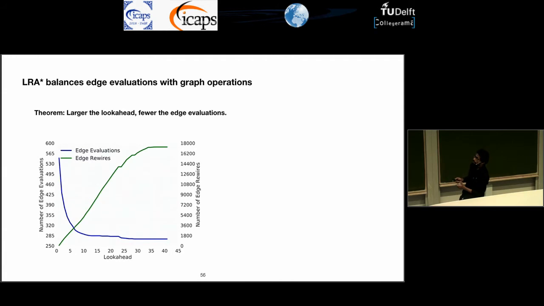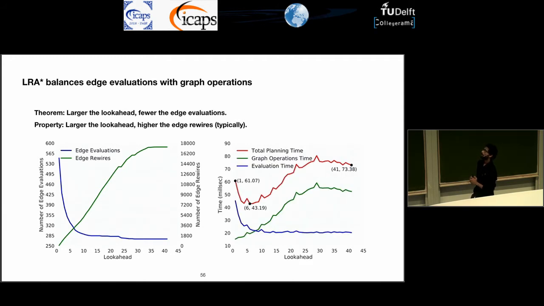We also empirically see that as the lookahead increases, the number of edge rewires increases. This we don't prove, but it is generally the case in cluttered environments and in dense graphs. And we also take a look at the planning time. And we note that consistently there exists an intermediate lookahead at which the planning time is at a minimum, so there is a dip in the planning time. And you can notice how it performs better than both Lazy SP and Lazy A star by balancing the two costs.